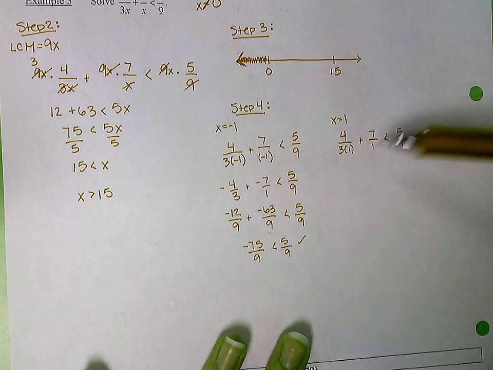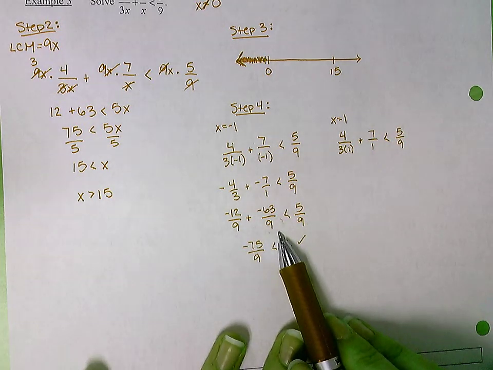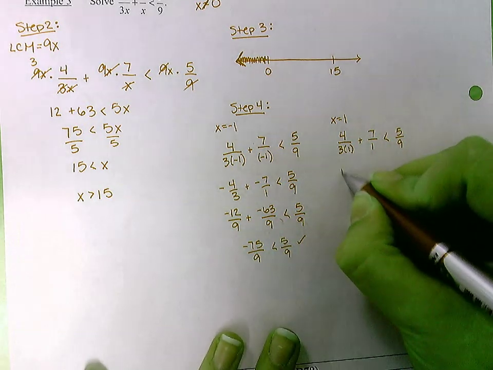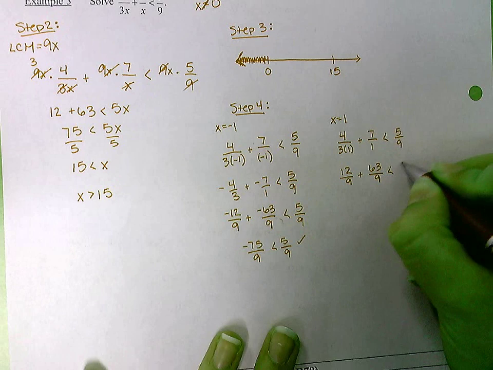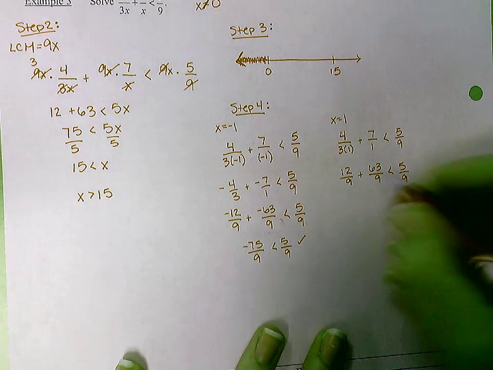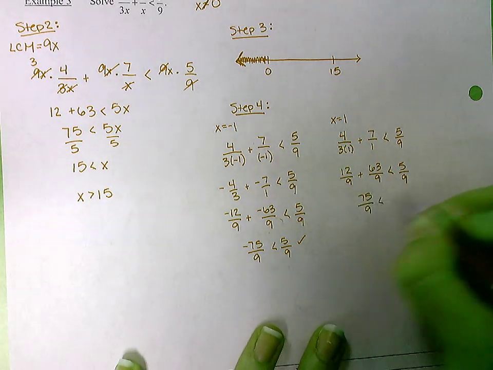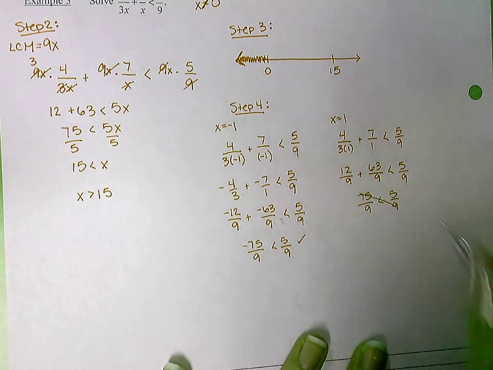From here, I'm going to get the same denominator as with my -1. So I'll still end up with 12/9 plus 63/9 is less than 5/9, except these ones aren't negative. I'm getting that common denominator of 9, just like I did before, and can add them together. So I have 75/9 less than 5/9. That's wrong. So that one doesn't work.